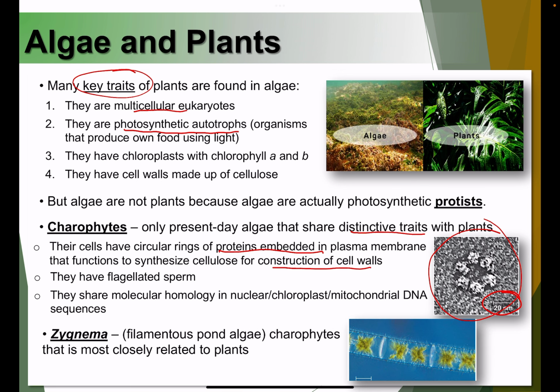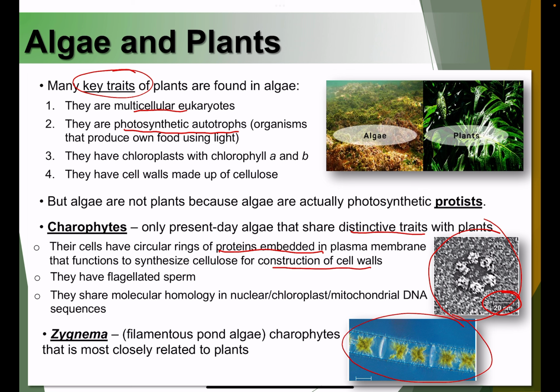And actually, a recent analysis of about 900 protein coding genes in the nucleus found that Zygnema, which is a filamentous pond alga, a charophyte, is actually the most closely related to plants. They're actually the closest living relatives of plants. They are still alive today. And this is how they look under the microscope.